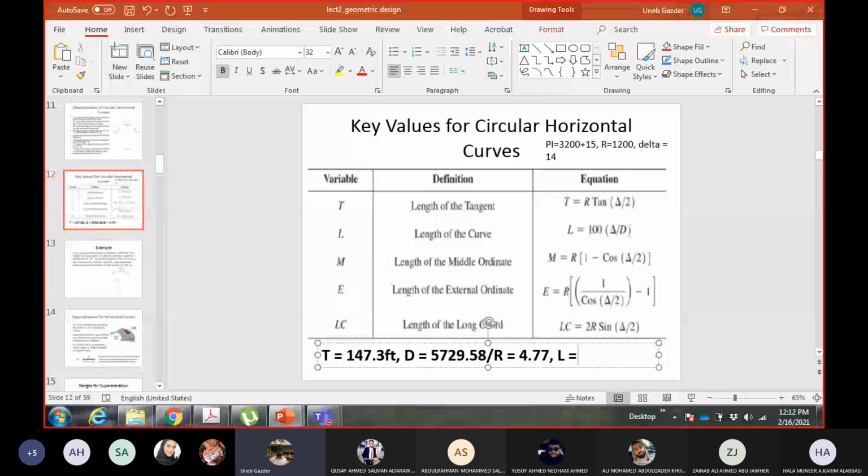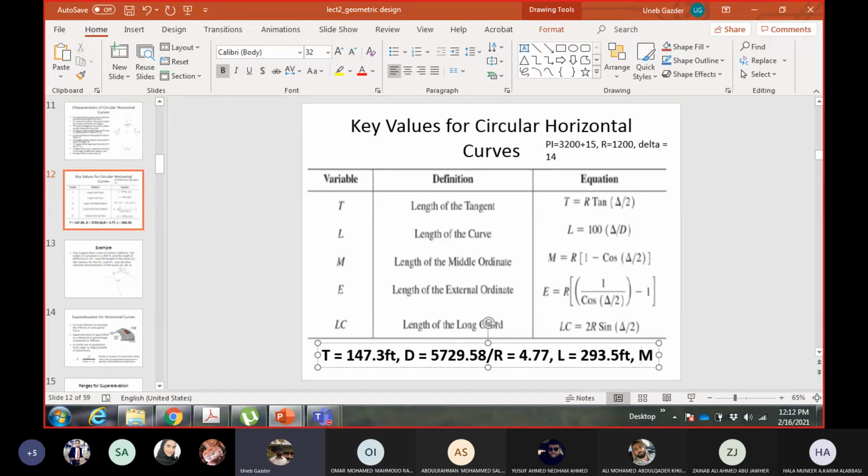Okay, now give me length. I'm happy that you guys are speaking up. This is good. This is what I really want. Instead of typing, if you speak, it is good. 293.5 feet length of the curve.